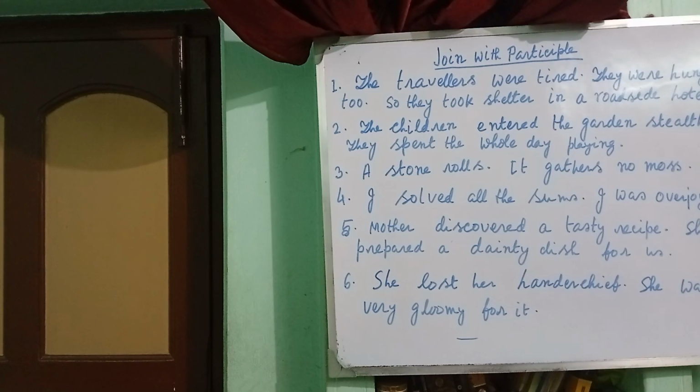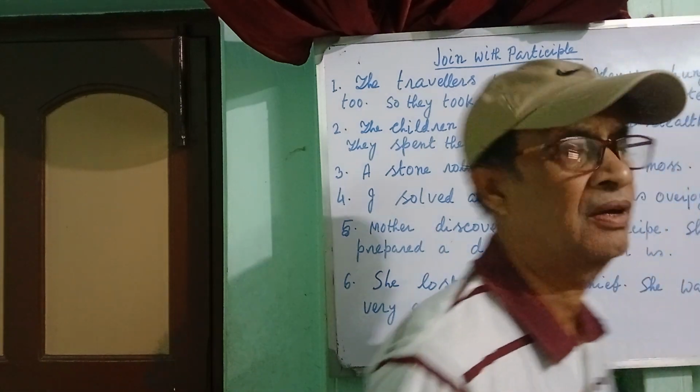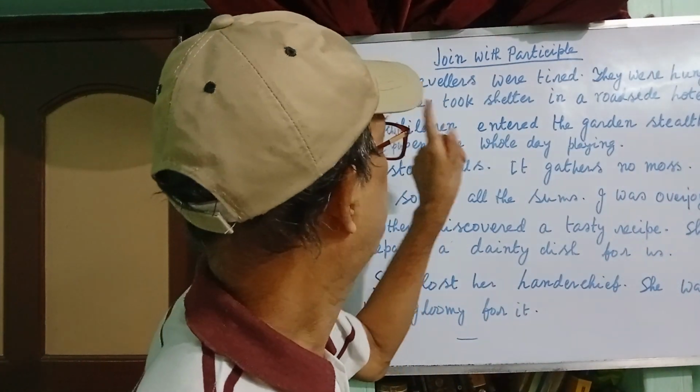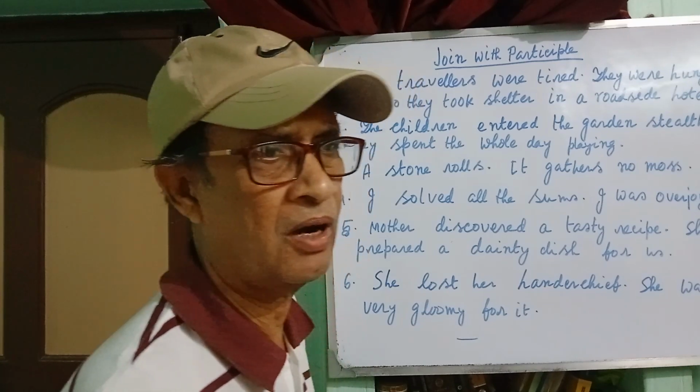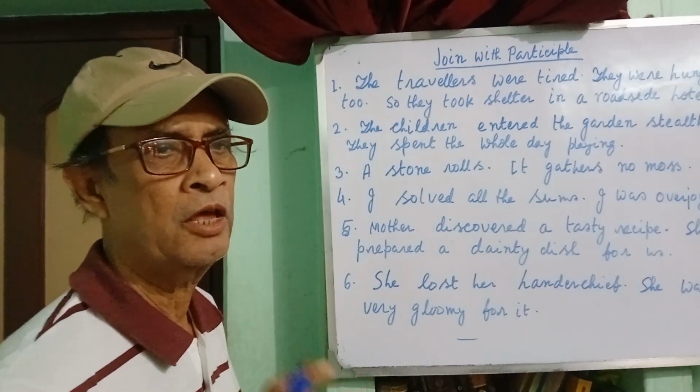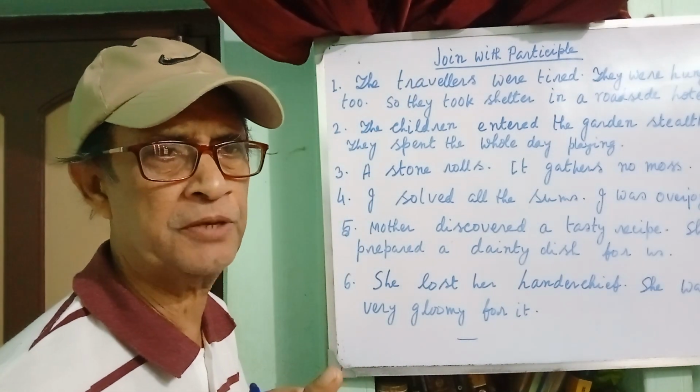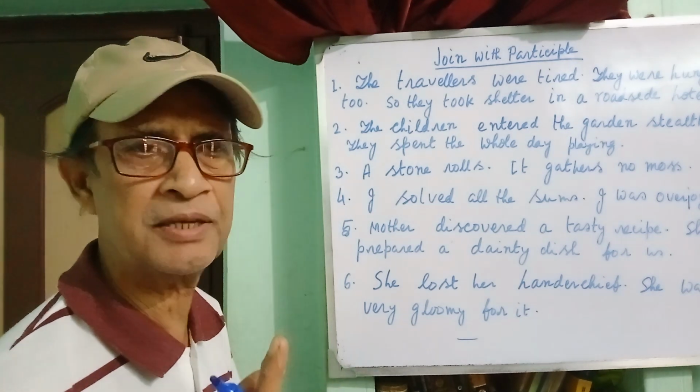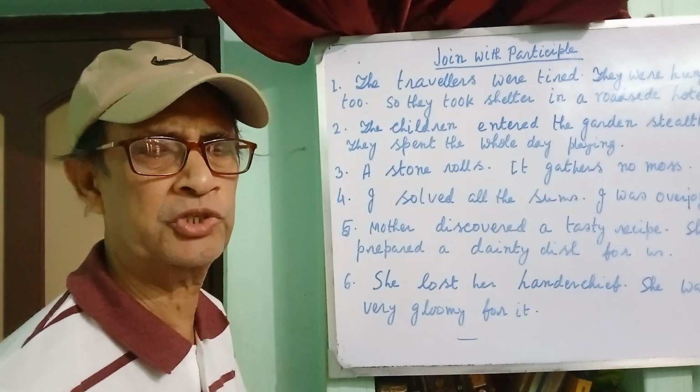Viewers, An Easy Step to English Grammar presents how to join with participle, or how to combine two or more than two simple sentences into one simple sentence by using participle.